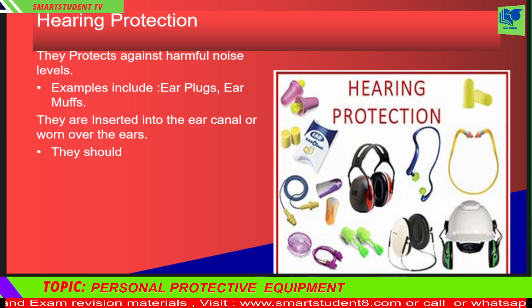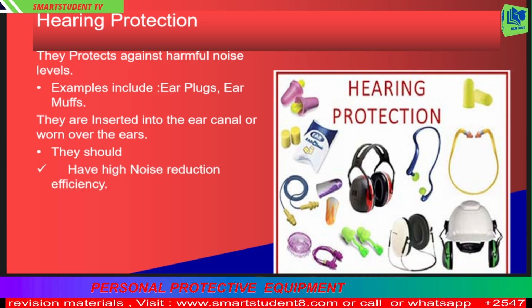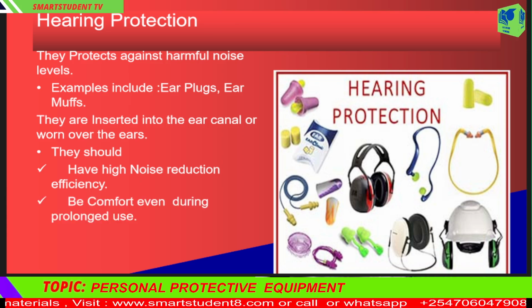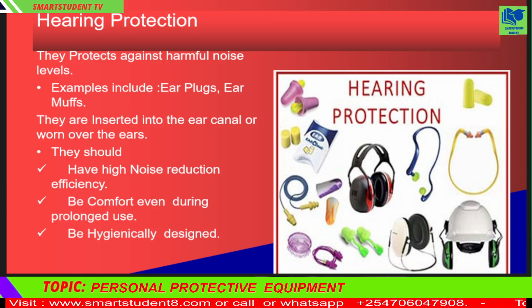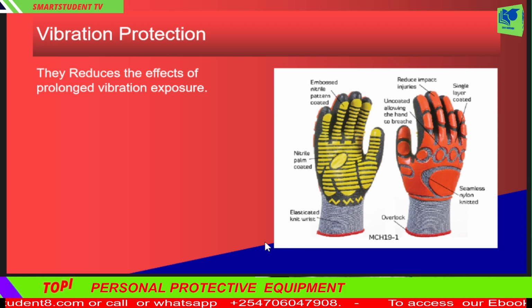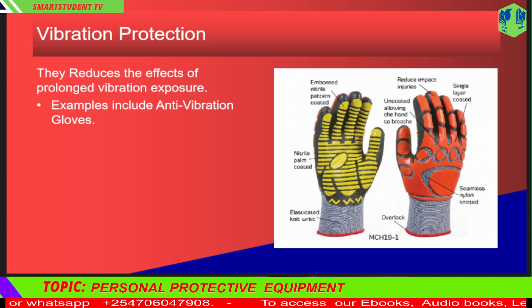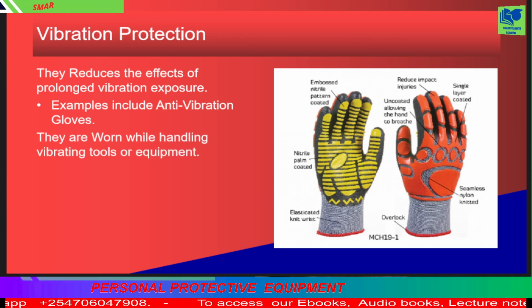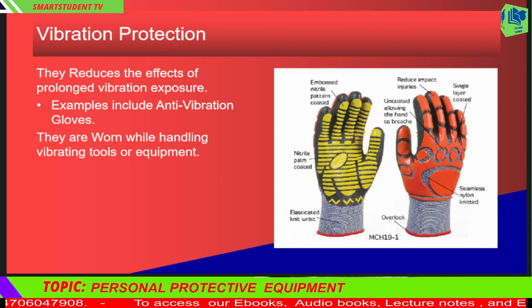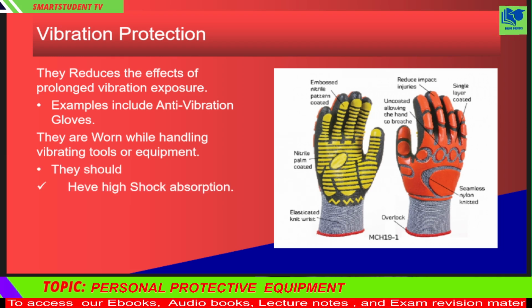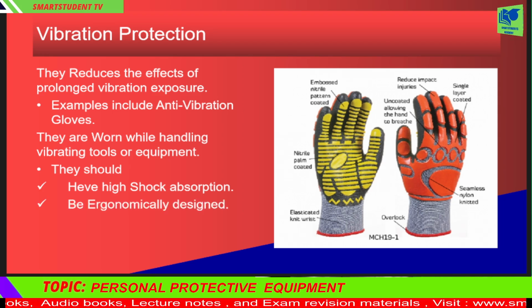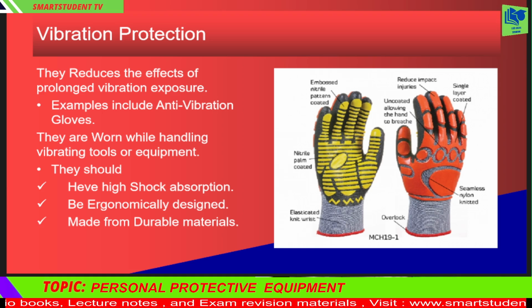They should 1. Have high noise reduction efficiency. 2. Be comfortable even during prolonged use. 3. Be hygienically designed. 9. Vibration protection. They reduce the effects of prolonged vibration exposure. Examples include anti-vibration gloves. They are worn while handling vibrating tools or equipment. They can be used in noisy construction sites or in laboratories when using centrifuges or sonicators. They should 1. Have high shock absorption. 2. Be ergonomically designed. 3. Be made from durable materials.